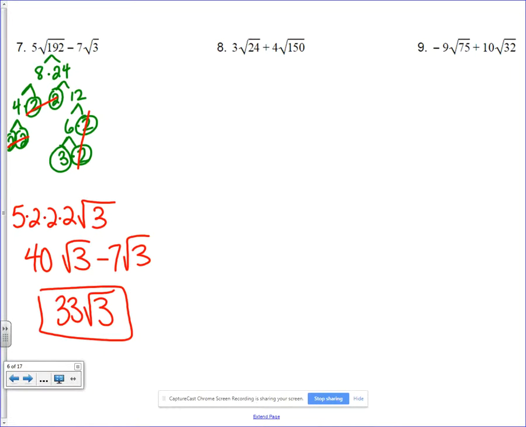All right, what do we think about number 8? Okay. Into what? 10 and 15. Okay.